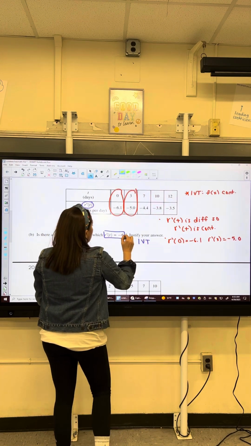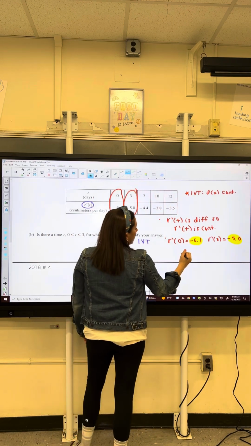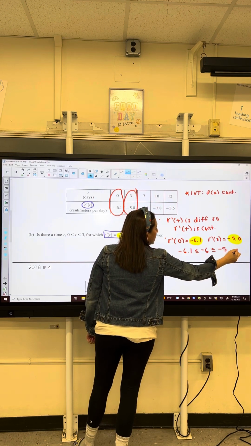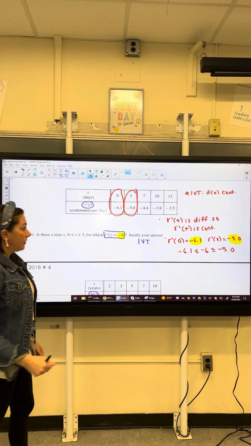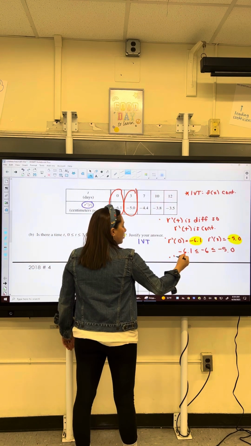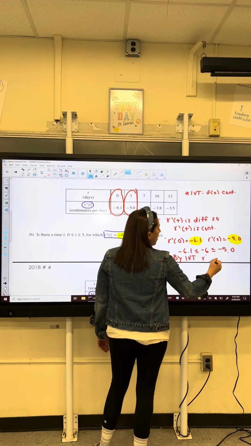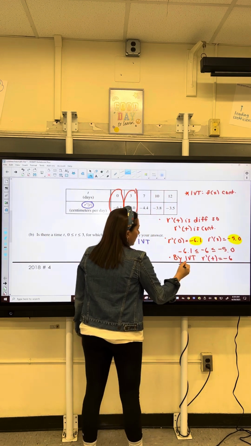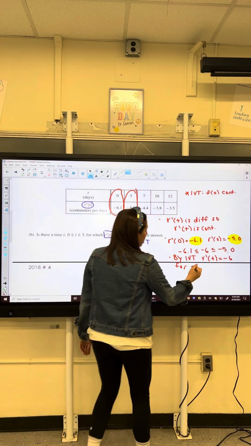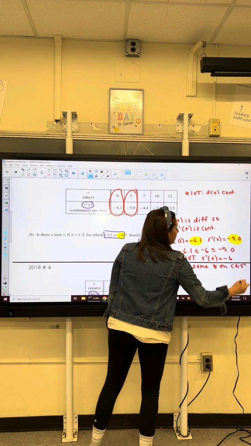Look, I'll highlight it. Negative 6 is in between these y values. So negative 6.1 is less than or equal to negative 6, which is less than or equal to negative 5.0. And then the last bullet point is to restate the question. By the intermediate value theorem, r prime of t equals negative 6 for some t on the interval 0 to 3. Okay, and that is it.